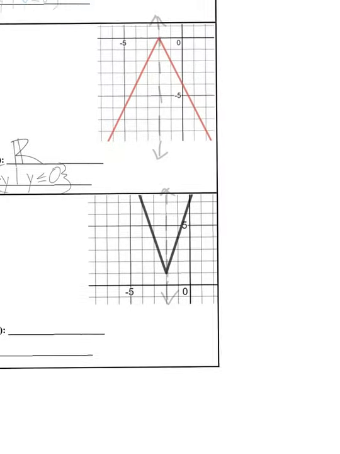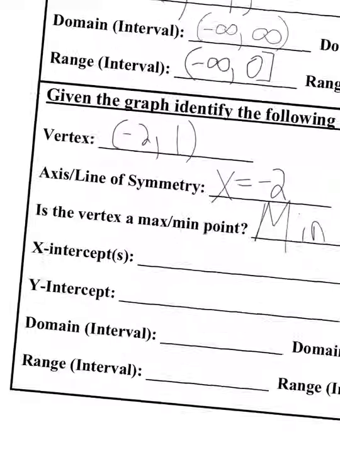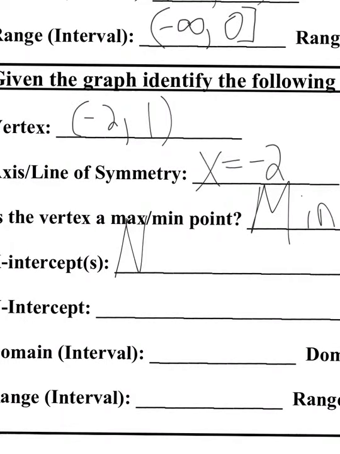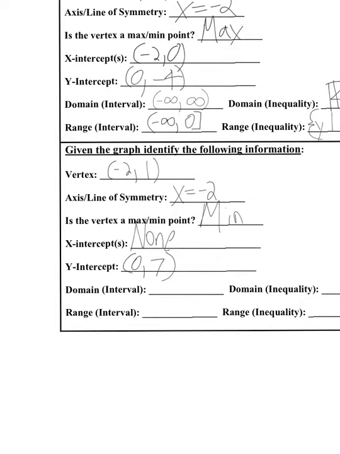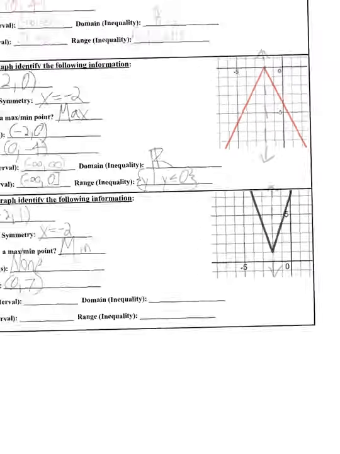X-intercepts and y-intercepts. Well, does it touch the x-axis at all? No, it does not. Does it touch the y-axis at all? Yes, it does, at 7. So x-intercepts, none. And then it touches at 7, so 0, comma 7. And so identify the domain and range. The domain for all absolute value problems, whether it opens up or down, whether the graph's skinny or fat, all real numbers, okay? Because it's moving side to side freely.